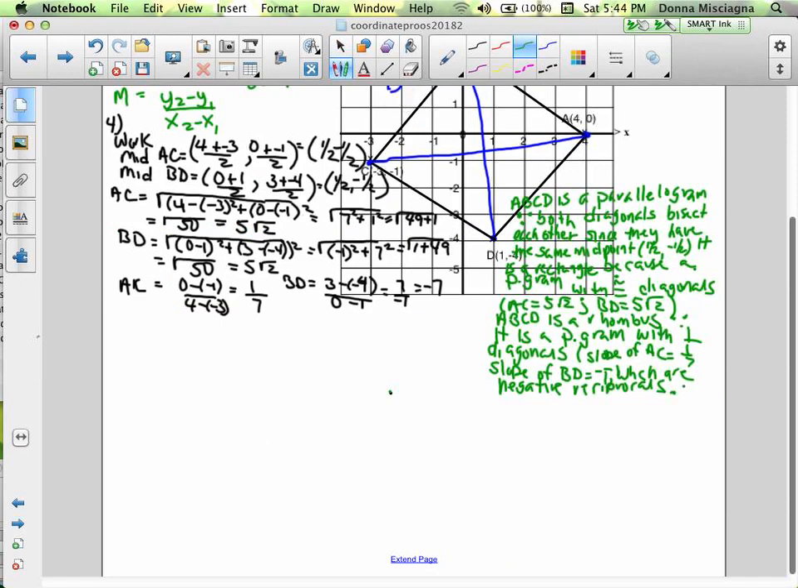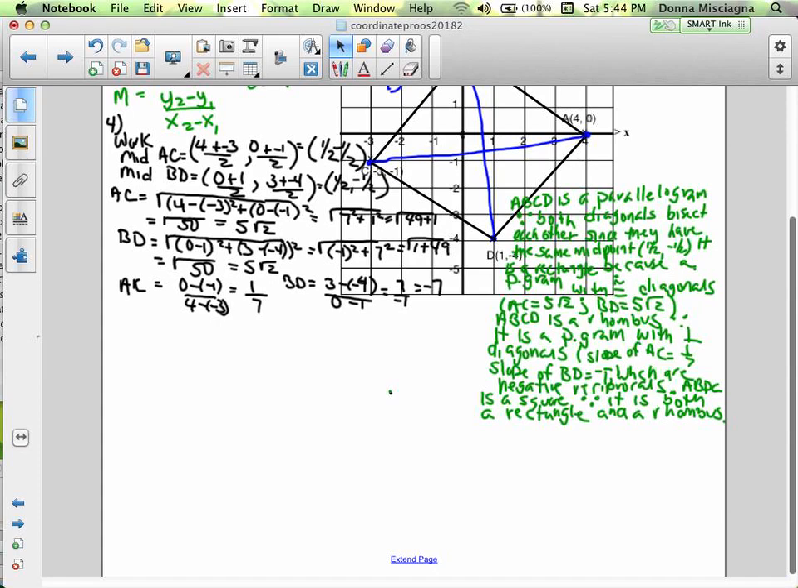ABCD is a square because it is both a rectangle and a rhombus. So once you've shown it's a rectangle and a rhombus, you can say it's a square. And there we go. That's the end of the proof.